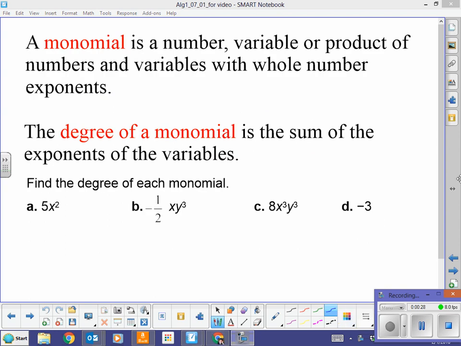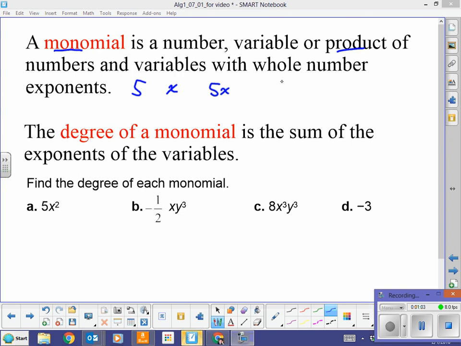The first thing we need to know is that a monomial, now think about where you know the prefix mono from, and of course it means one. A monomial is a number, variable, or product of numbers and variables with whole number exponents. So things like the number 5 could be considered a monomial, and of course the variable x could be a monomial. It's the product of numbers and variables. So 5x could be a monomial.